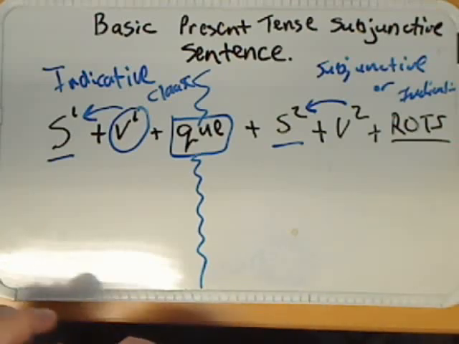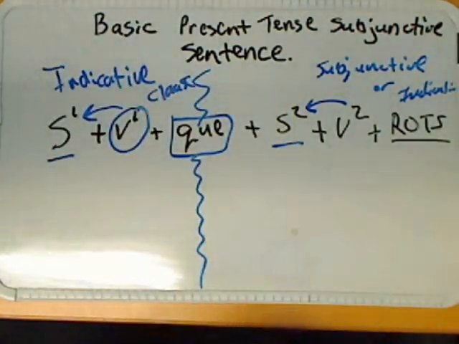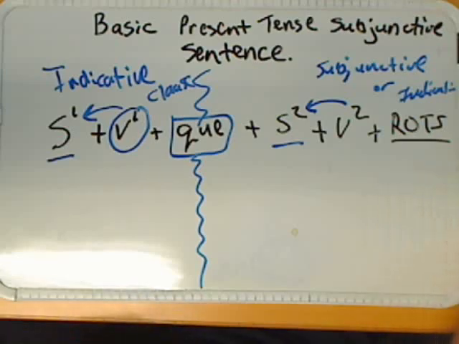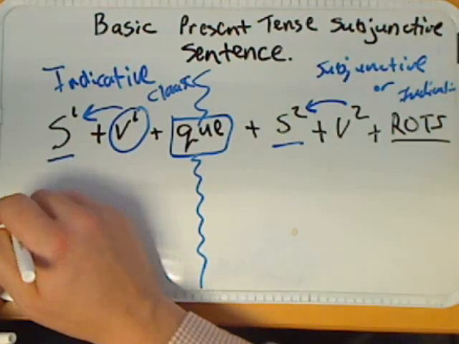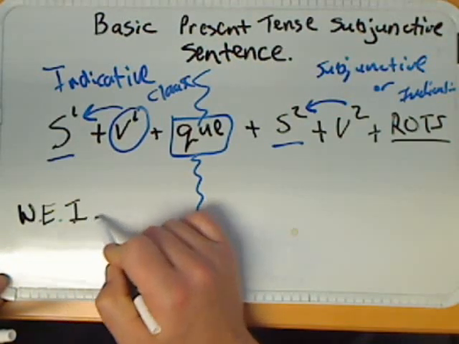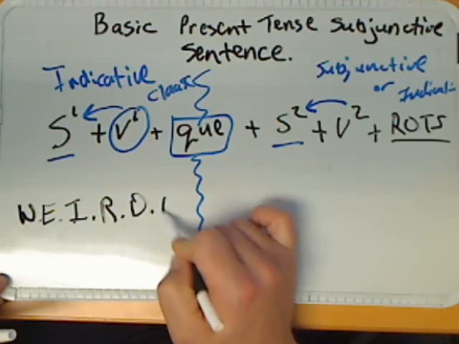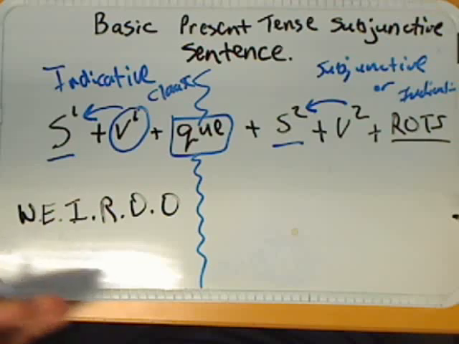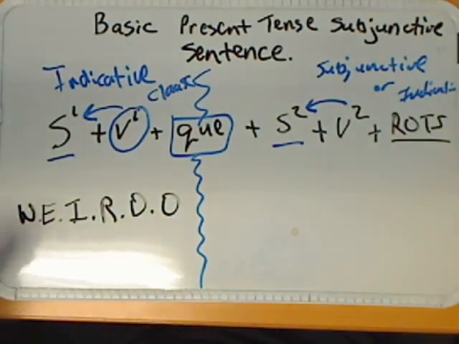A way that I clue in my students as to whether a verb triggers the use of the subjunctive is an acronym that I've seen widely used on the internet. That's a W, E, I, R, D and O, and together it spells W.E.I.R.D.O. I've seen this method also spelled out with wedding, W-E-D-D-I-N-G. However, I like to use W.E.I.R.D.O. in my class simply because I think it's easier to remember, less letters.